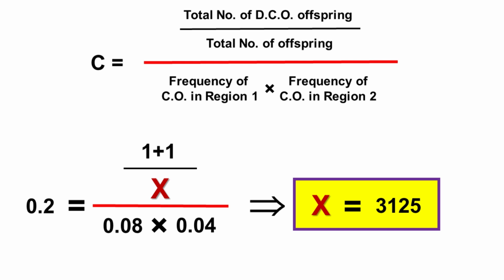However, it's important to note that since we're talking about probabilities, we can't say that it's impossible to observe a double crossover with fewer than 3,125 offspring. Someone might be very lucky and observe a double crossover even with fewer than 500 offspring. Since we're dealing with probabilities, we can just consider it a lucky chance.